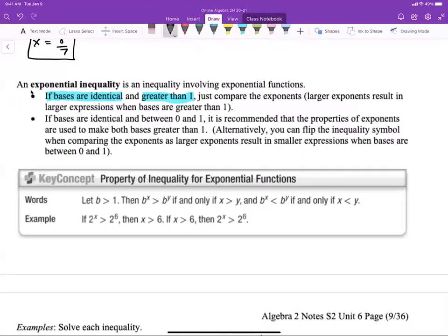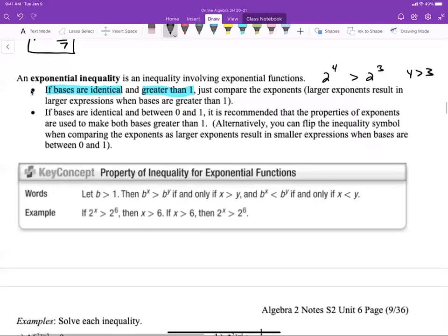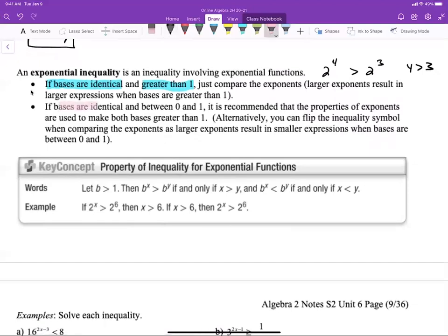Okay, so for example, if I have 2 to the 4th, let's say, is greater than 2 to the 3rd, we know that 4 is greater than 3, okay? So we don't have to do anything special if the bases are greater than 1. However, if the bases are identical and less than 1, between 0 and 1, it's recommended that you make both the bases greater than 1, because you will then have a little bit better situation.